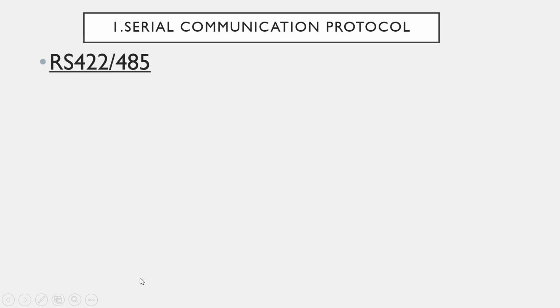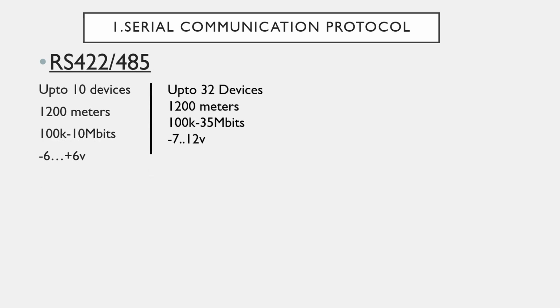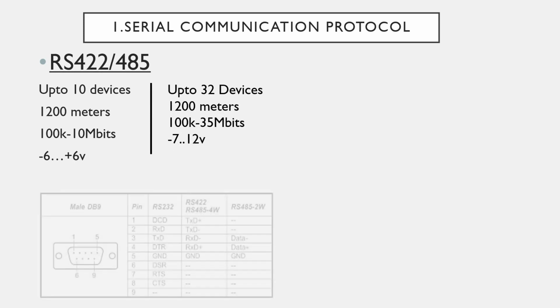Here RS-422 communication and RS-485 communication both have up to 1200 meter communication distance, and data rate is 100 kilobit per second to 10 megabit per second for RS-422, and for RS-485 100 kilobit per second to 35 megabit per second. And signal level is -6 to +6 volt for 422, and for RS-485 it is minus 7 to 12 volt.